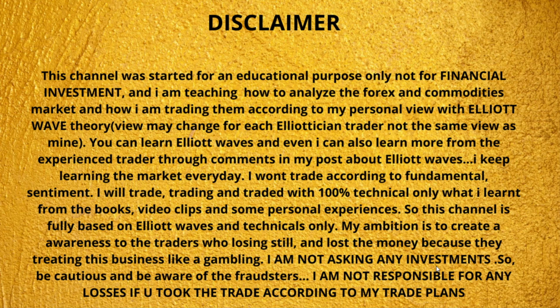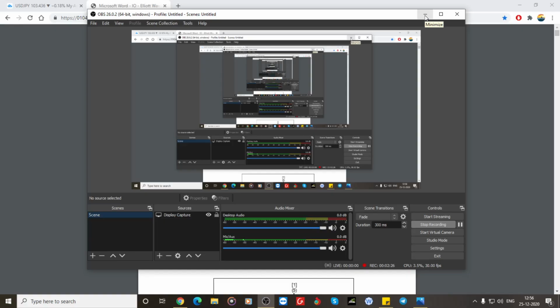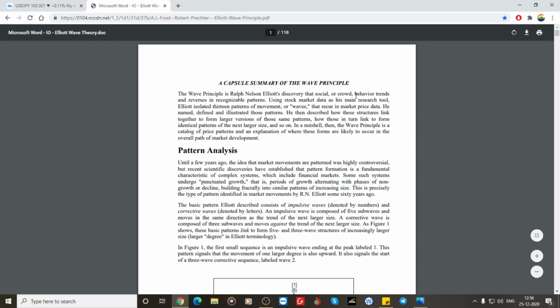So let's move on to the Elliott wave theory. It looks very simple, but it is tough to apply Elliott waves in the live market. A lot of people ask a lot of doubts, and you will get a lot of doubts while you are a beginner.